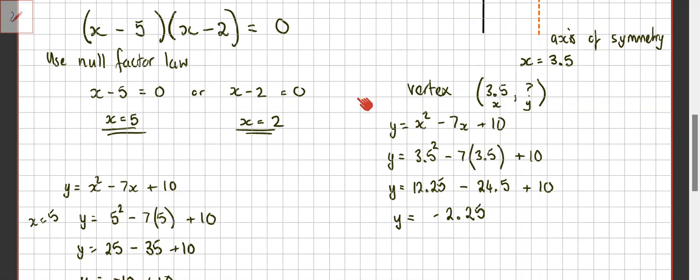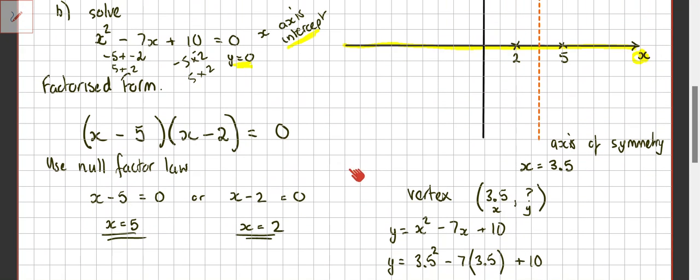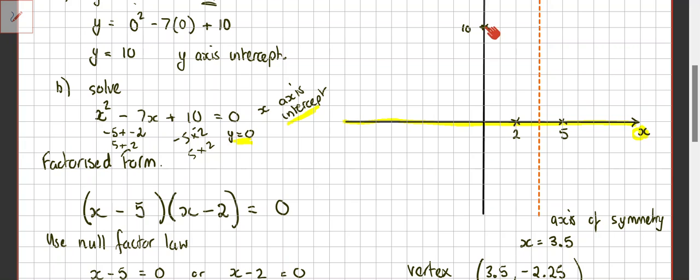That's the y coordinate. So we can replace the question mark now with negative 2.25. If I look at the scale that I've used, I'm just sketching, so I'm going to put negative 2.25 probably around here. Are you happy with that? So that's at 3.5 and negative 2.25, just to show people that I know the numbers. And then we've got to do the sketch.